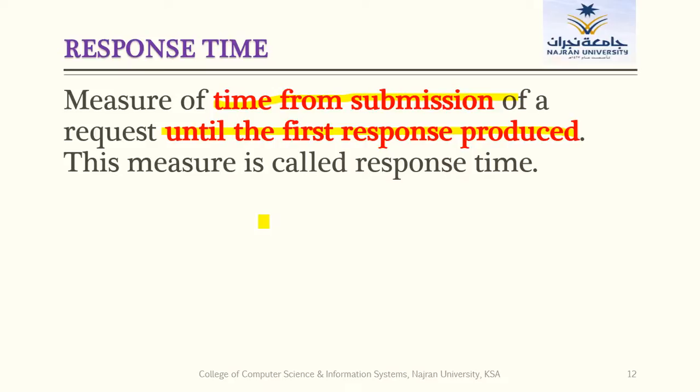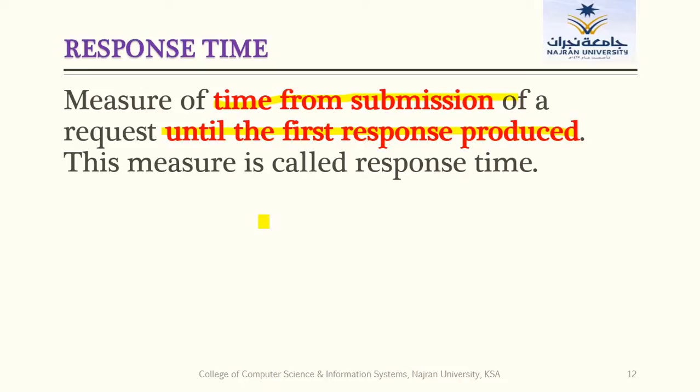Maybe the process is in the ready state. When it moves to the running state for the first time, how much time is that? Maybe after going to the running state, it moves back to the ready state after some time, maybe because of an interrupt or because the time slice expired, and it comes back to the ready state again. This does not matter in response time. In waiting time, we calculate all the time, how much time it waited. But in response time, the time from submission until getting the first response is called response time.